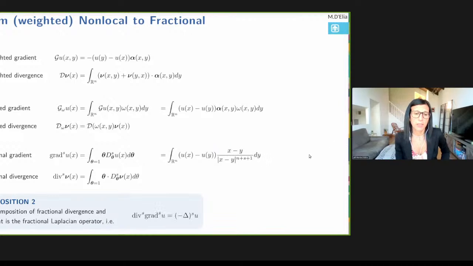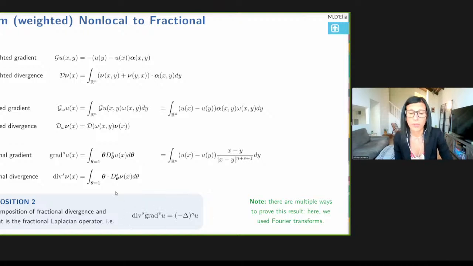Another result that was indeed in the literature is that the composition of fractional divergence and gradient is a fractional Laplacian. This is basically a fractional counterpart of a much more general result that I will present later, which says that the composition of weighted operators is an unweighted operator. There are several ways to prove this. It can be proved simply by using the Fourier transform, but it can also be proved by playing with the non-local operators and then taking the specific instance of fractional operators.